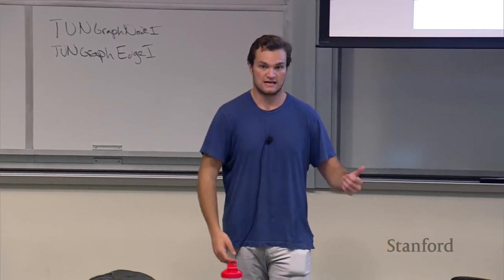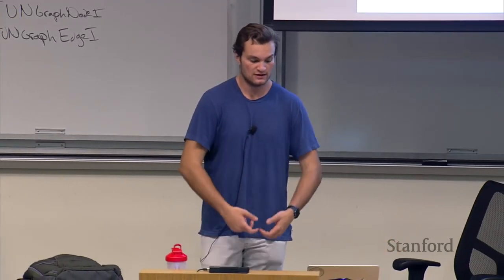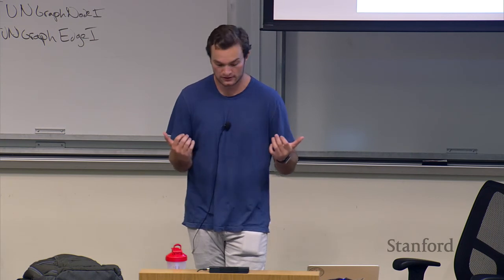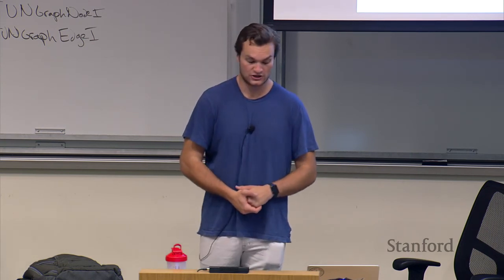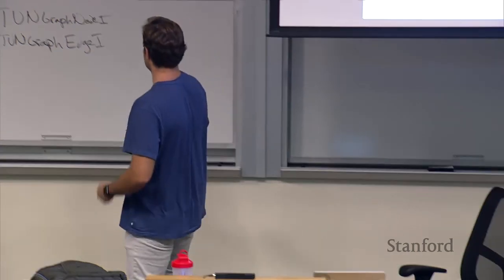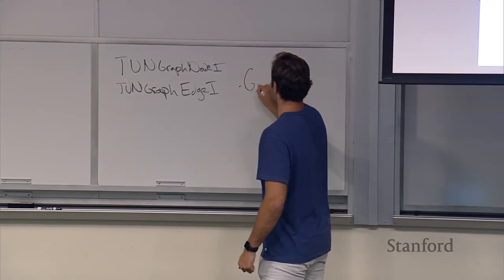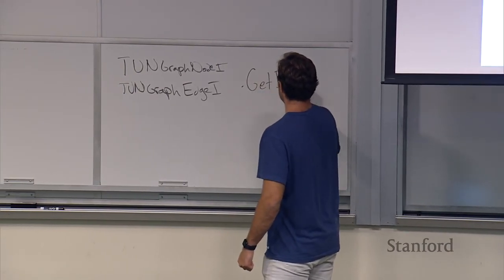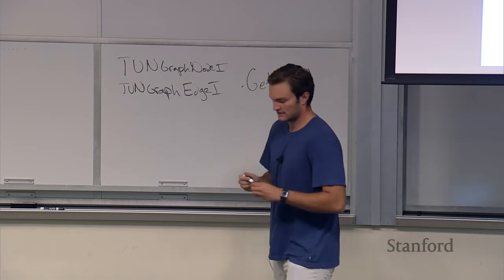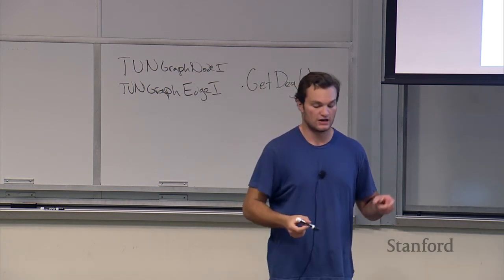And so you can get the in degree, which is the number of edges going in, the out degree, which is the number of edges going out. And then there's also just a get degree function. So it's dot get degree. And this is all in the documentation, but it's a little different on directed and undirected graphs.